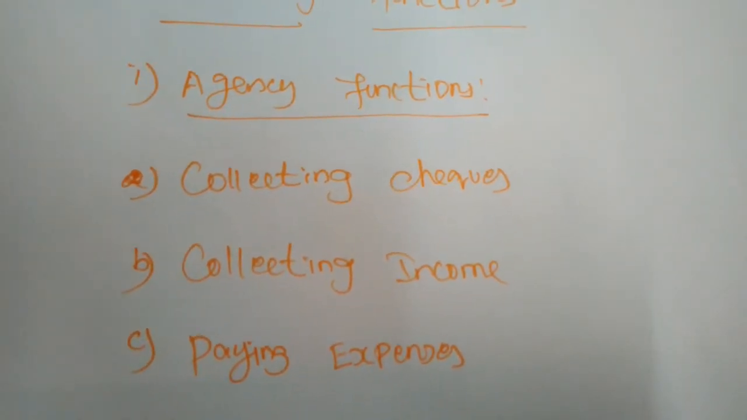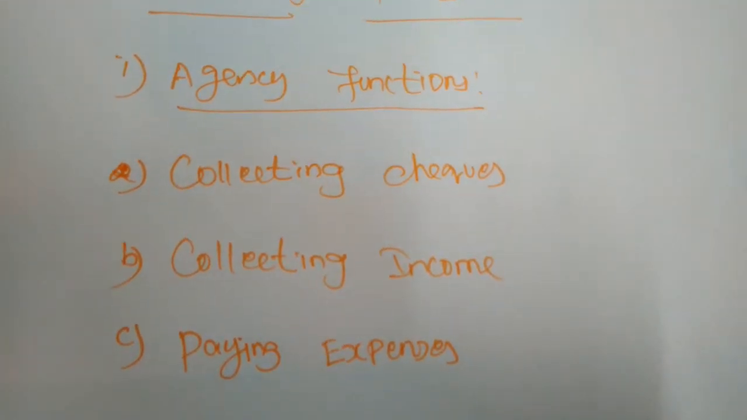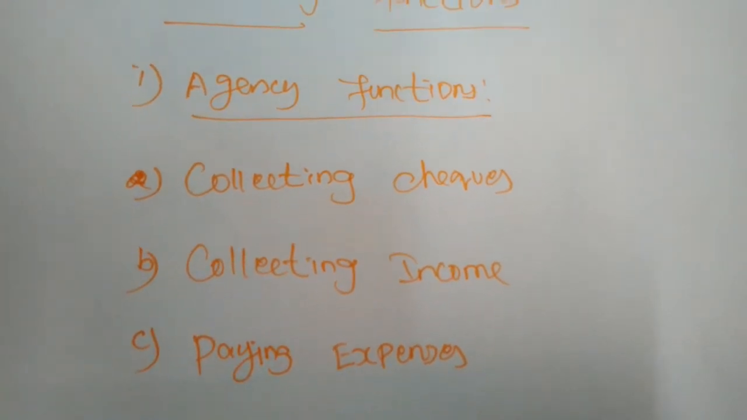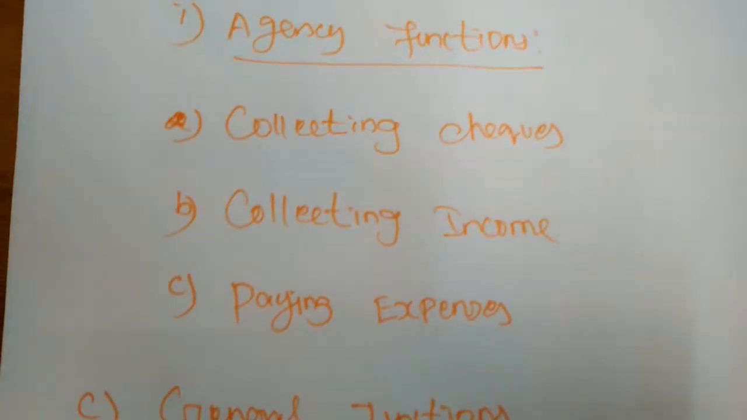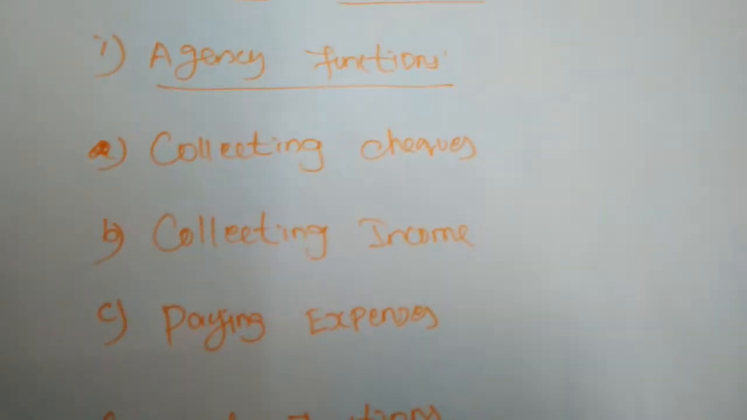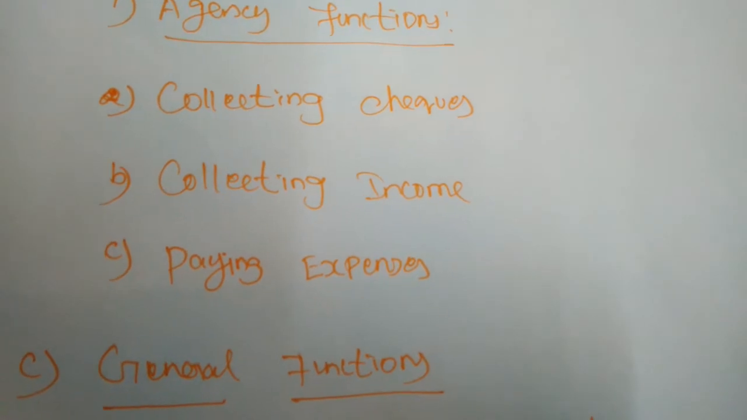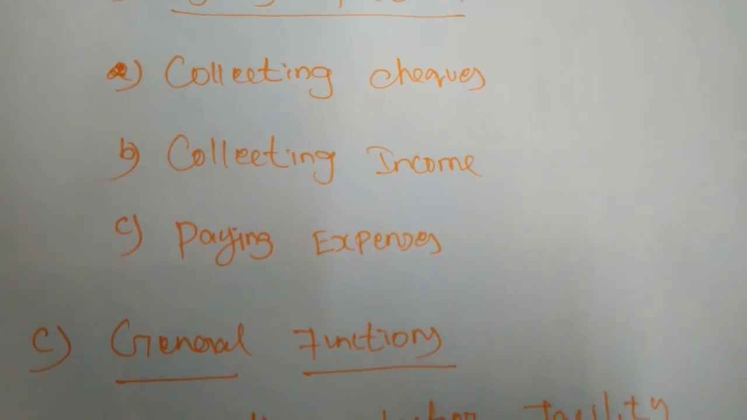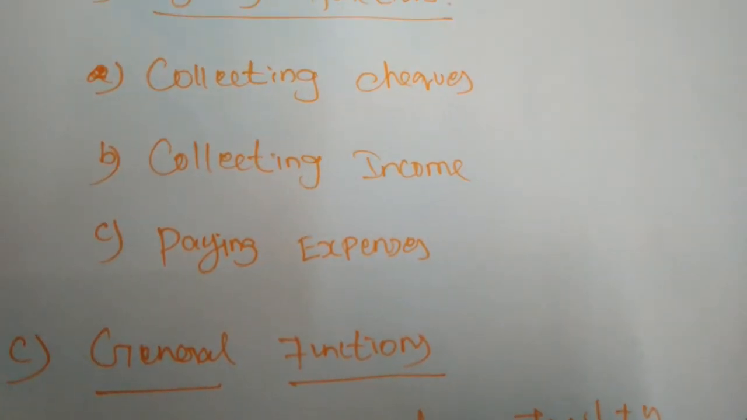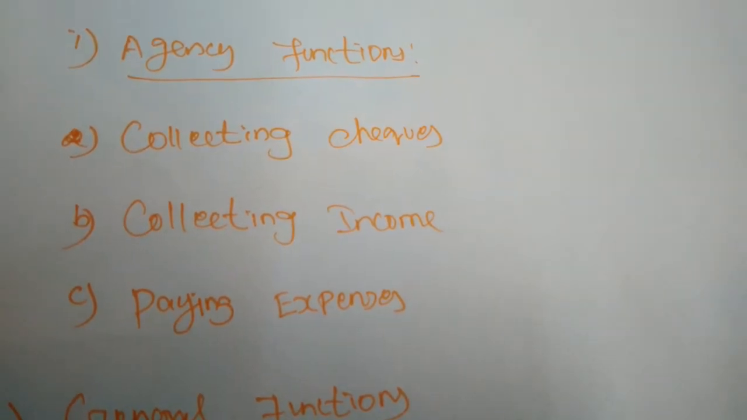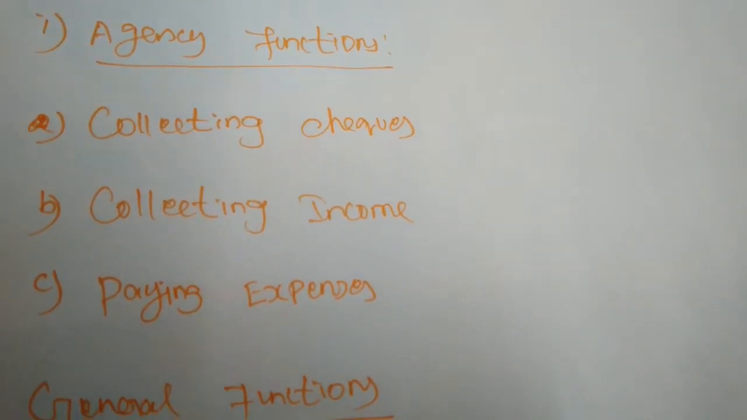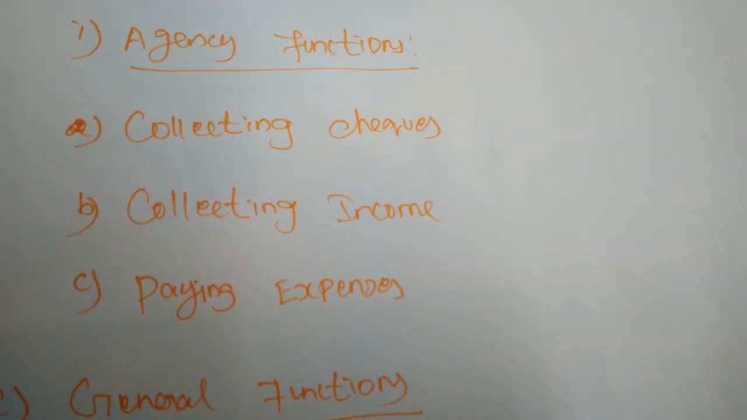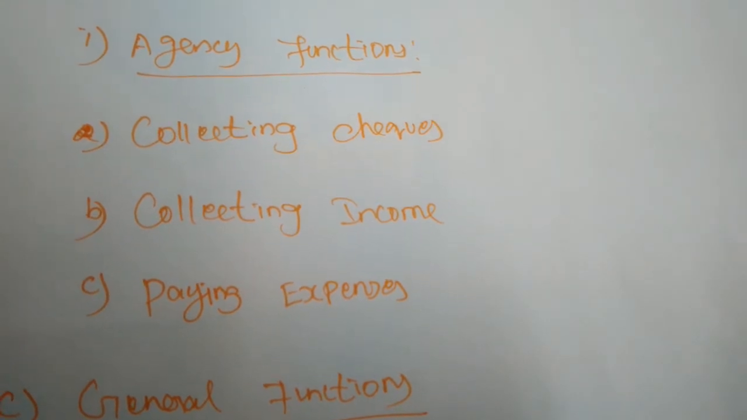Next, collecting income. The commercial banks collect dividends, pension, salaries, rents, and interest on their capital and investment on behalf of their customers. Their customers are always earning some amount of income in the form of remuneration, pension, dividend, or some such way. On behalf of their customers, the commercial bank itself collects all their income. A credit voucher is sent to the customer for information when any income is collected by the bank.